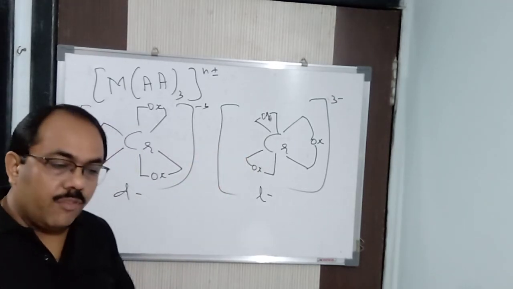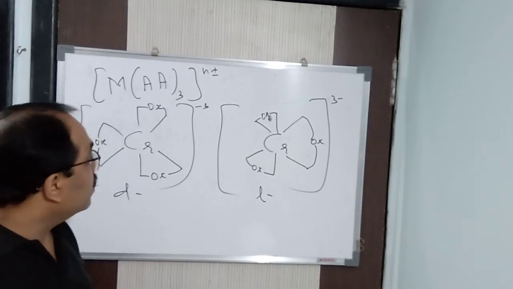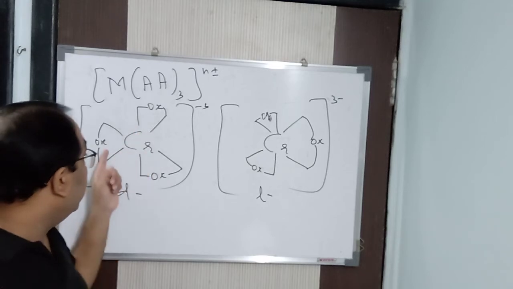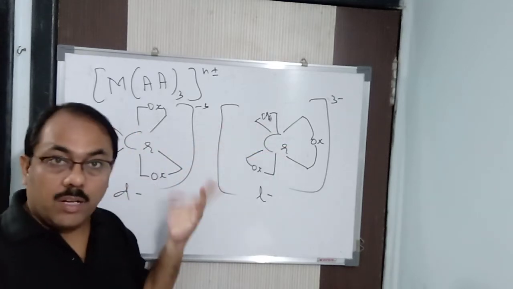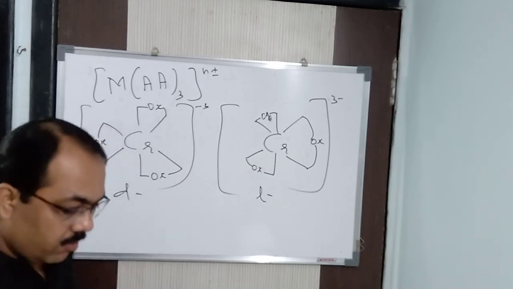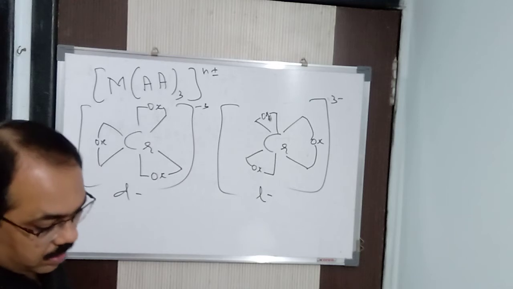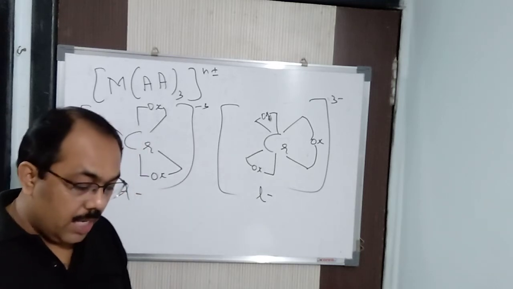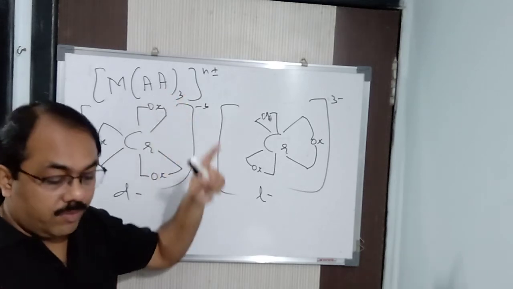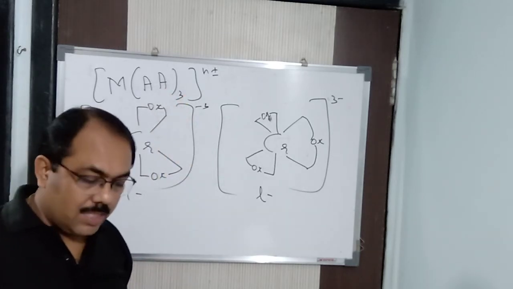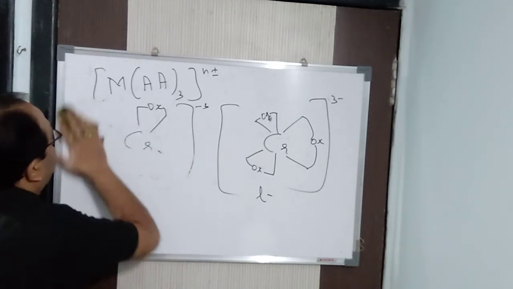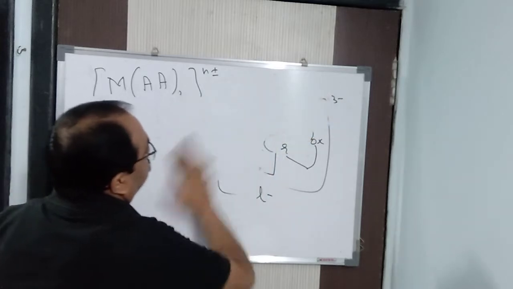Clear? So we can take any other, like instead of ox, we can take en also, ethylenediamine. Here en, here en, here en. That can also be taken. It also comes under bidentate ligand, so to say. Next, another one is M(AA) whole twice. One A we will remove, and instead of that we will bring a monodentate ligand, that is AB. Clear? So what can we have for that?